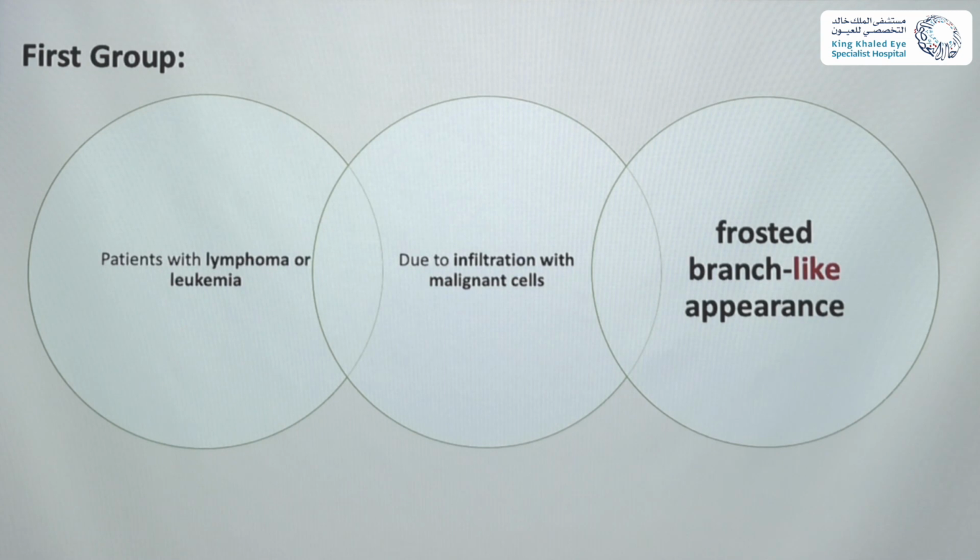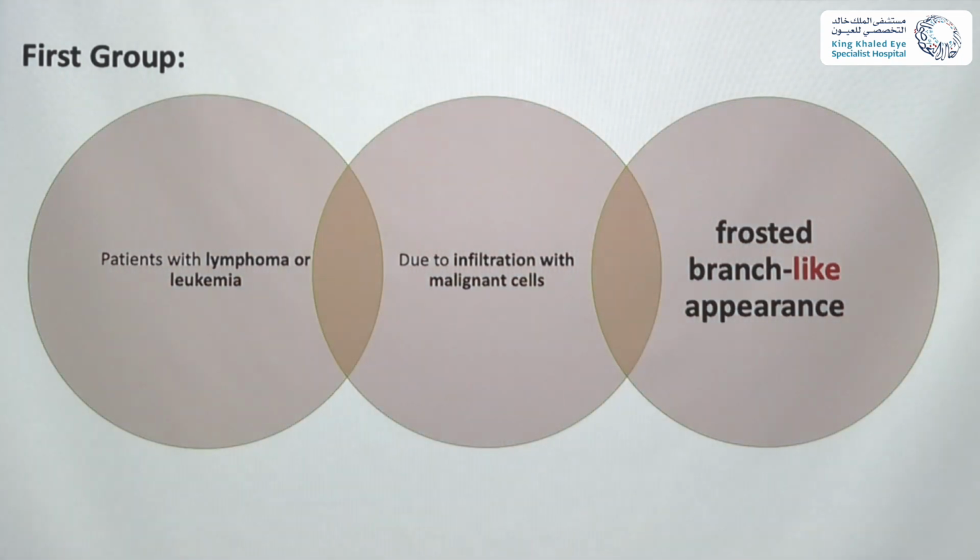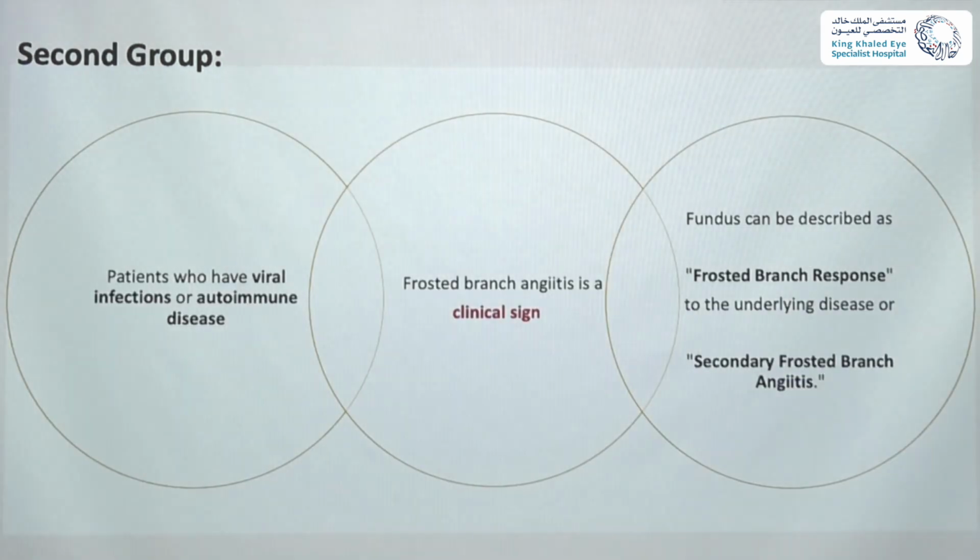The first group is patients with lymphomas or leukemias, in which their frosted branch angiitis is due to infiltration with malignant cells. At this point, we call it a frosted branch-like appearance. The second group is patients who have viral infection or autoimmune disease. They have a cause for the frosted branch angiitis. At this point, we call frosted branch angiitis a clinical sign, and we describe the fundus as a frosted branch response or secondary frosted branch angiitis.